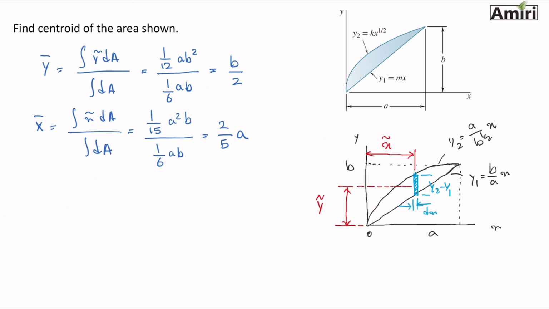of a. So the centroid, the y bar, is exactly the middle of the b. So somewhere over here, that's the y bar. So x bar is 2/5 of a. It's a little bit less than half. So if this is half of a, we're looking at somewhere kind of right here. So this will be the centroid of this area that we have.